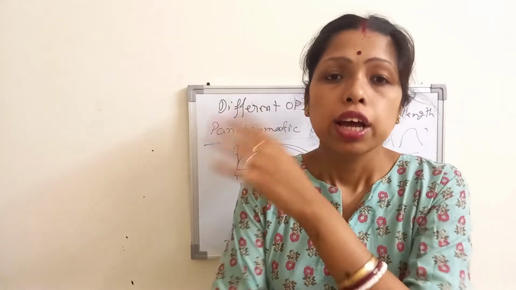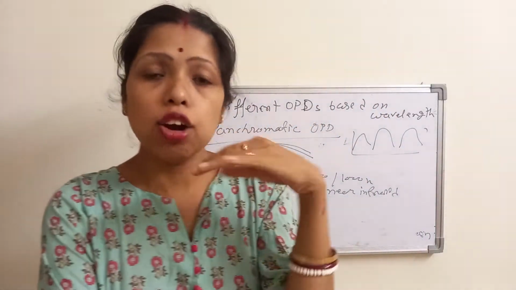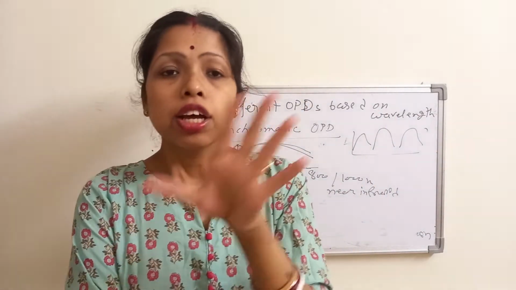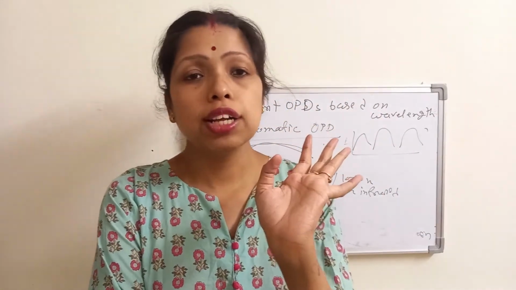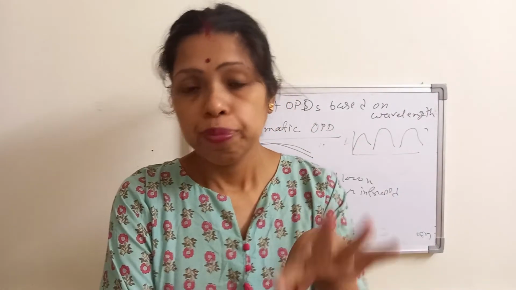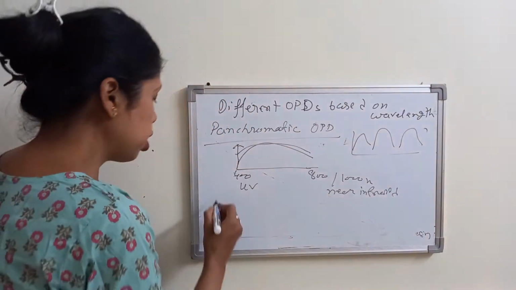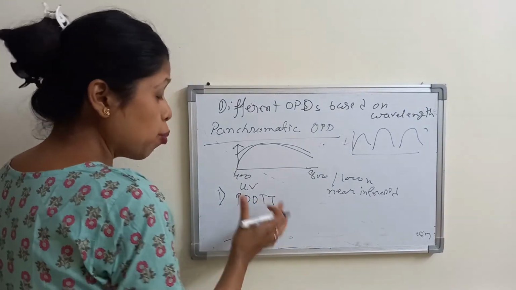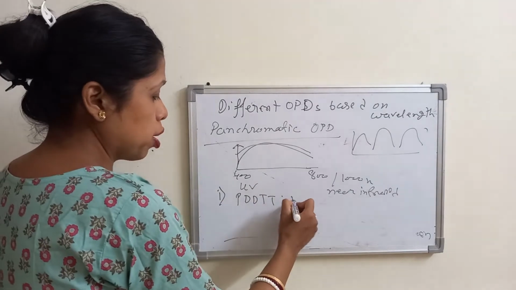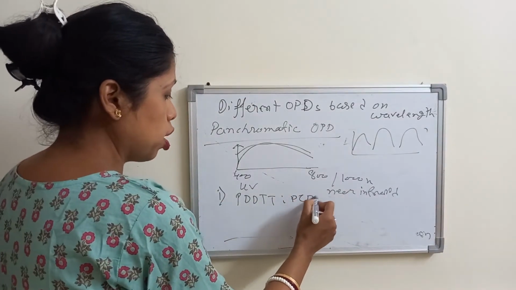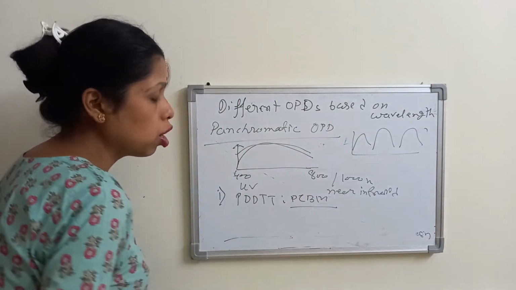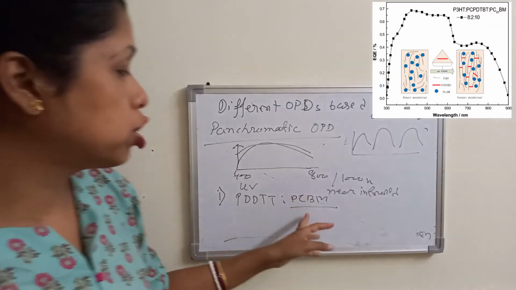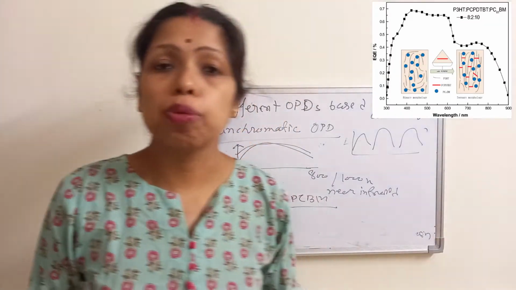So if we prefer polymer materials, there are lots of polymer materials available in the market. By using those polymer materials, we can design the panchromatic OPD. The first example is PDDTT. This polymer-based material is used with PCBM. PCBM is one of the most common materials which can be used as an acceptor for polymer materials.